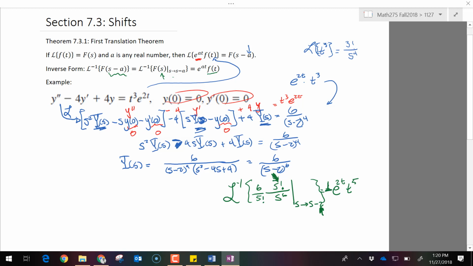So 5 factorial is 5 times 4 times 3 factorial. 6 is 3 factorial. So 5 times 4 is 20. Okay. So that's it. I think we're done.